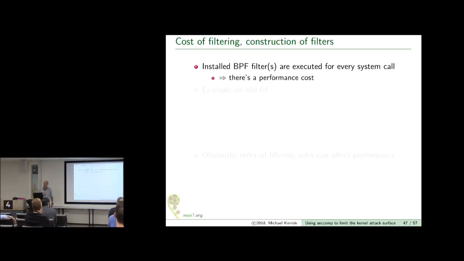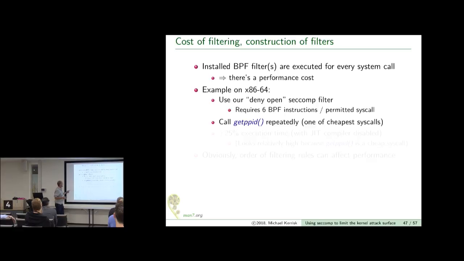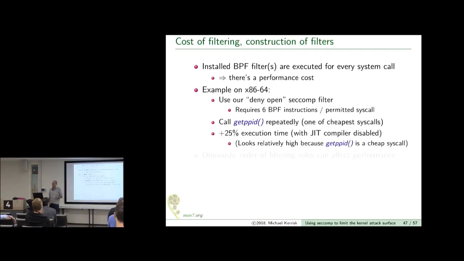These filters are executed for every system call. There is a performance cost. The filter I showed you already, which was denying the open system call, means 6 BPF instructions per system call. If I instead apply that filter to a program where I call getppid, get parent process ID, repeatedly, which is one of the cheapest system calls, just by the way, I find that the execution time of the program goes up 25%. Of course, these days with Spectre and Meltdown, that statistic I realize is no longer valid because Spectre and Meltdown mitigations increase the execution time of getppid by a factor of 4.